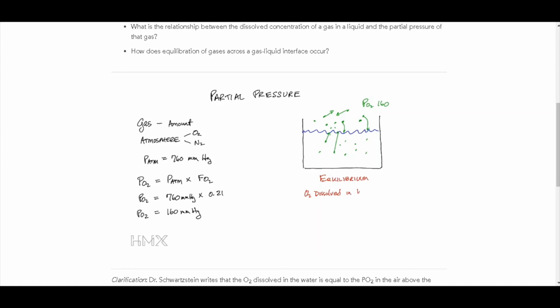So the O2 dissolved in water will equal the partial pressure of the oxygen in the air above the water. So the 160 millimeters of mercury oxygen above the water, as we described before, that would now be the PO2, 160 millimeters of mercury, would be the amount that's actually dissolved in the water. That's the way we would characterize the amount dissolved in the water. So partial pressure can be used to describe what's happening in the gaseous state, but then it also tells us about what is dissolved in the liquid condition as well.